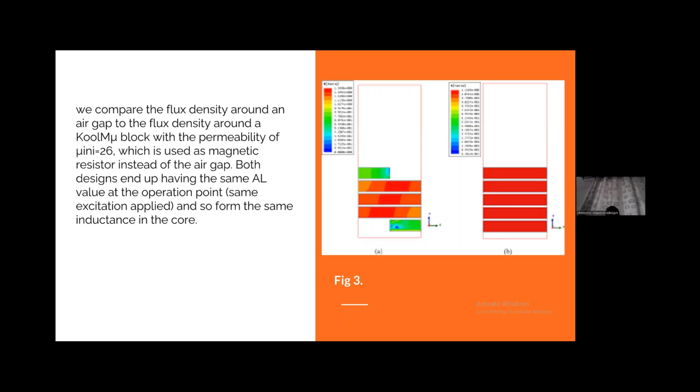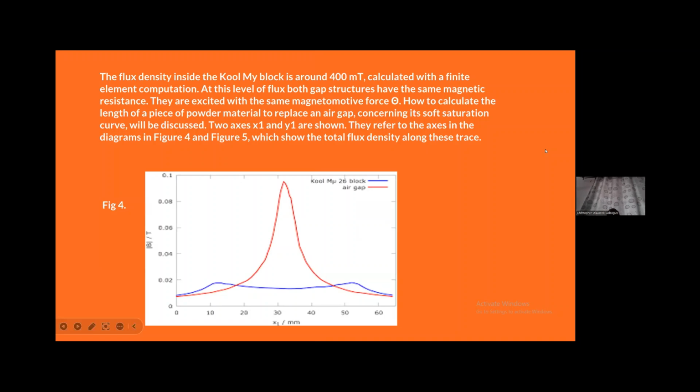Both designs end up having the same AL value at the operation point, with the same excitation applied, as we can see from the figure, and so form the same inductance in the core. The flux density inside the cool MU block is around 400 mT, calculated with a finite element computation. At this level of flux, both gap structures have the same magnetic resistance. They are excited with the same magnetomotive force, theta.